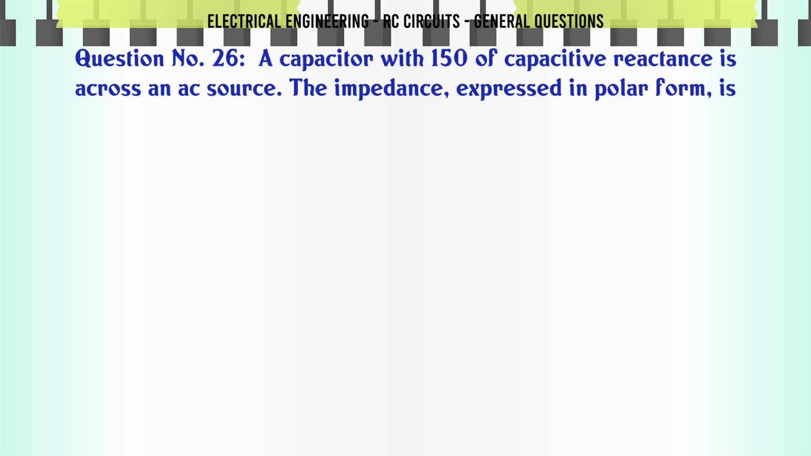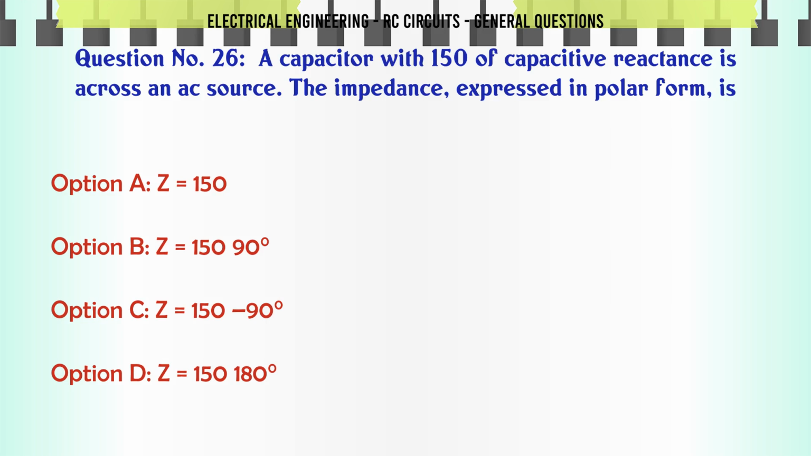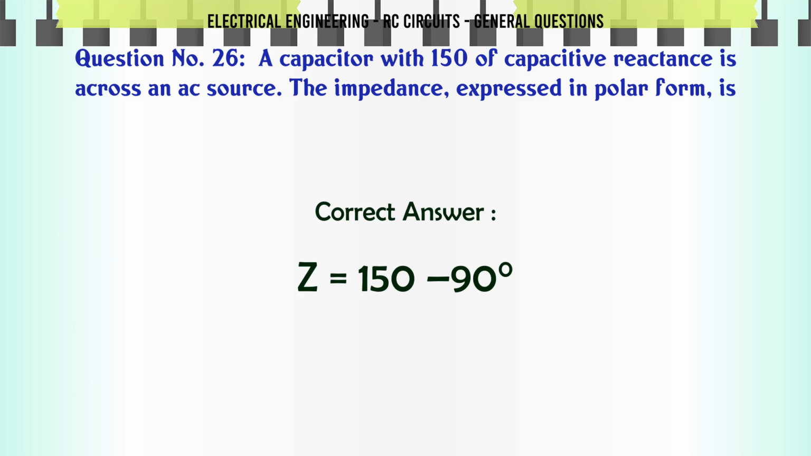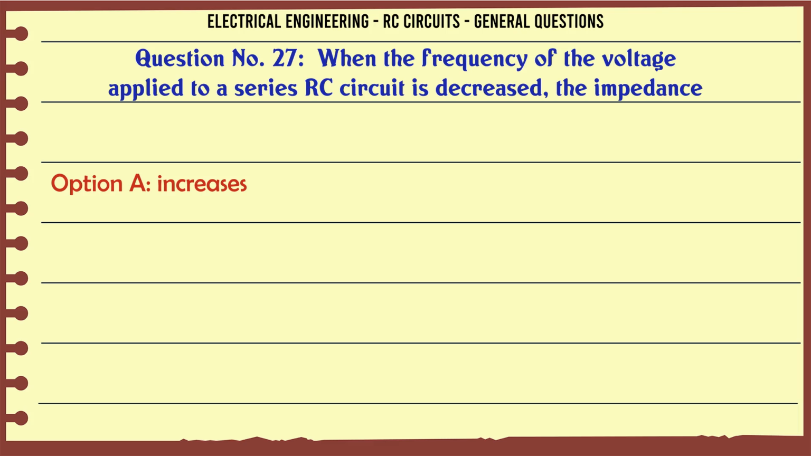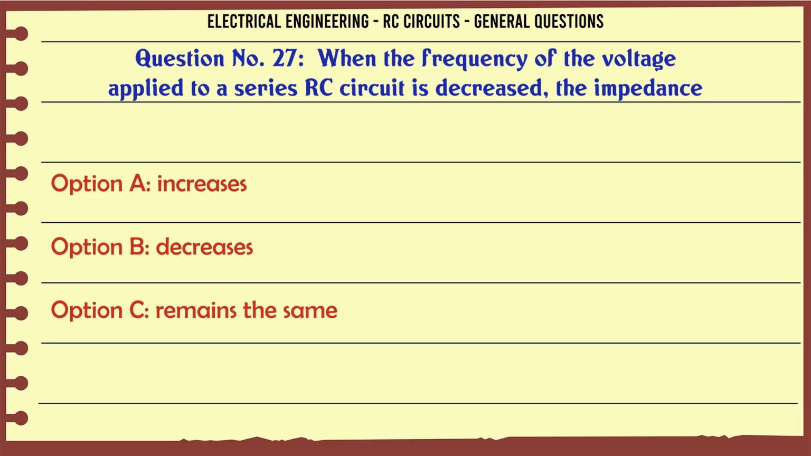A capacitor with 150 Ω of capacitive reactance is across an AC source. The impedance expressed in polar form is: A, Z = 150∠0°. B, Z = 150∠90°. C, Z = 150∠-90°. D, Z = 150∠180°. The correct answer is Z = 150∠-90°.